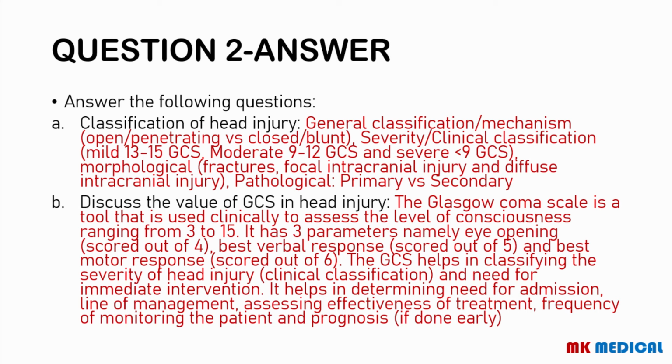Then the next response is the best verbal response, which is scored out of 5. The maximum you can get is a 5. The minimum you can get is a 1. Then you have the best motor response, which is scored out of 6. The maximum you can get is a 6.